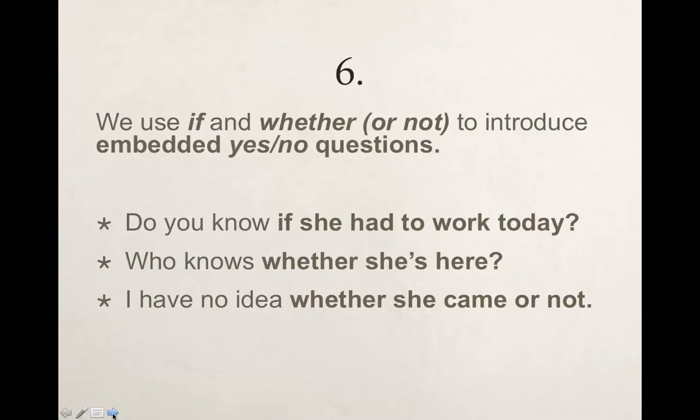Okay, we use if and whether or not to introduce embedded yes-no questions. And here are different ways to say that. Do you know if she had to work today? Who knows whether she's here? I have no idea whether she came or not. And this or not goes with whether. I can say I have no idea whether or not she came. I can say I have no idea whether she came or not. Same meaning.